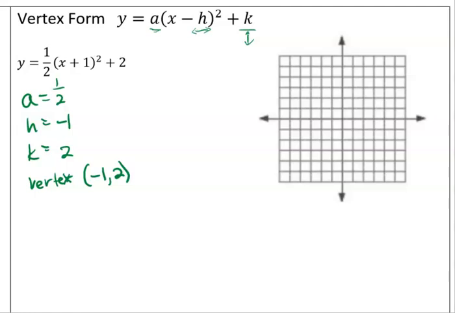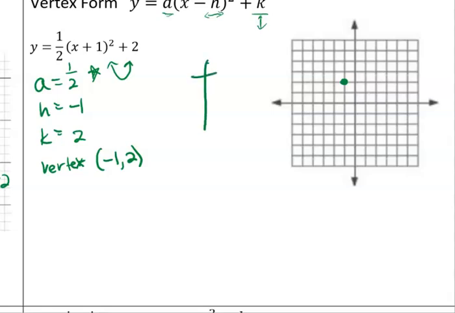So we'll put that on our graph first, -1, +2. That's great. And then we know that it is a vertical compression because A is 1/2. And we also know that it's going to open up because A is positive. What we want to do now is just get a couple more points so we can see the shape of it. So we can make a little table of values.